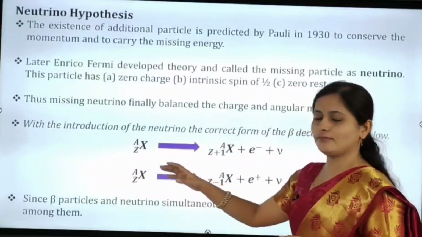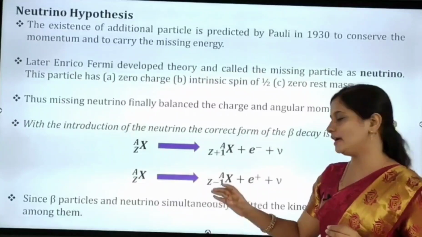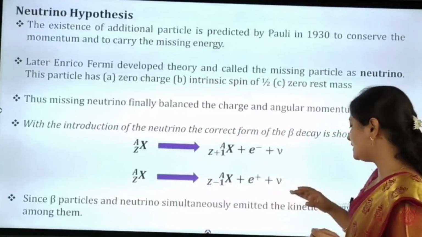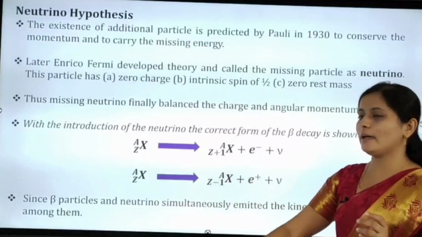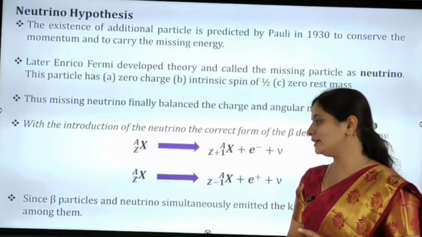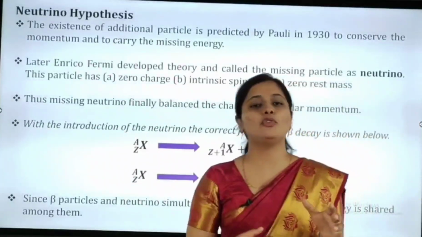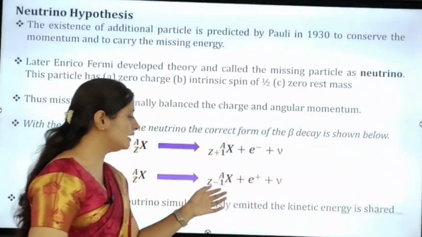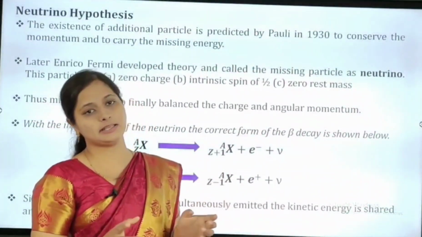Thus we can conclude, since the beta particle and the neutrino are emitted simultaneously, the kinetic energy is shared among them.